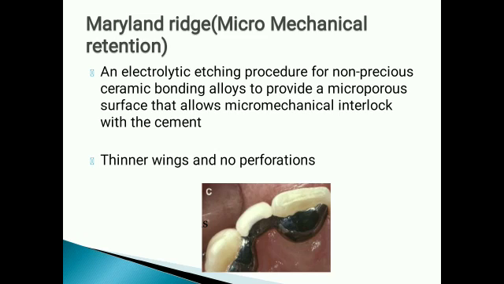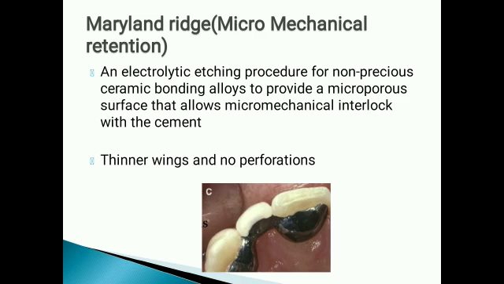Finally, Livaditis and Thompson from the University of Maryland School of Dentistry used dump study and developed the Maryland bridge. Mechanical retention was developed by the microporosities present on the tissue surface of the retainer. Microporosities are created by etching the tissue surface of the retainer.